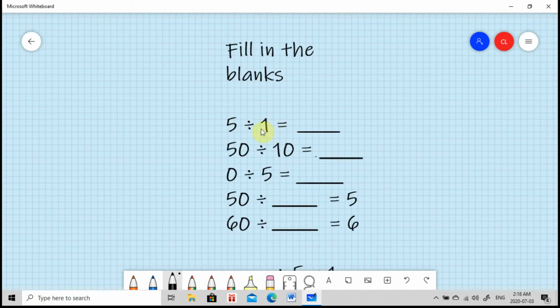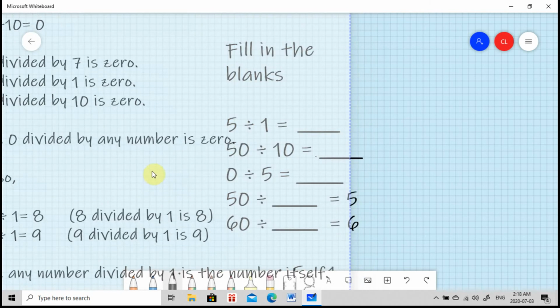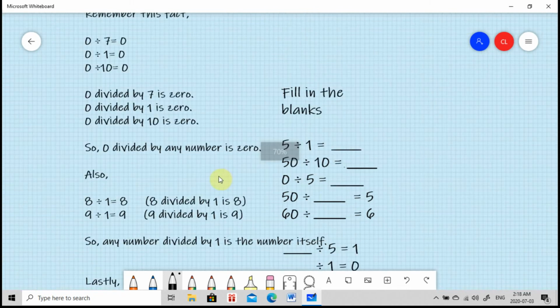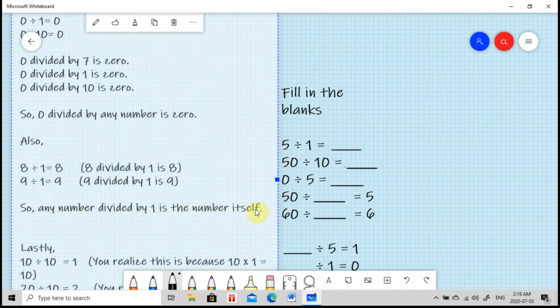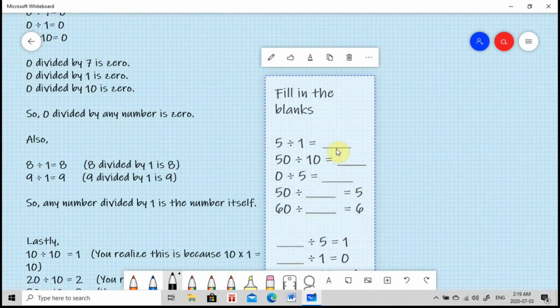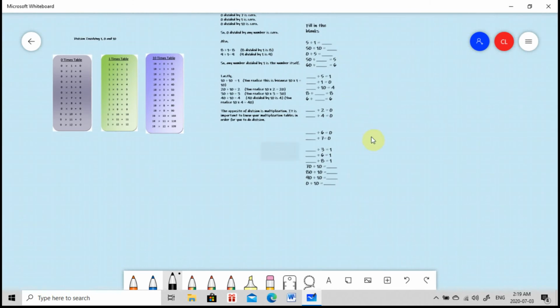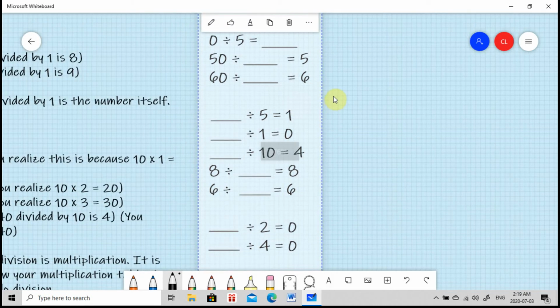So let's do the first one. 5 divided by 1 is what? Let's go to the general rule. The general rule is that any number divided by 1 is the number itself. So the answer should be 5. Let me write it down, 5. So the answer is 5.